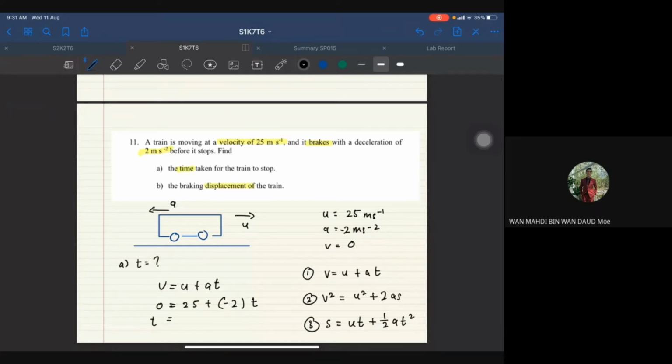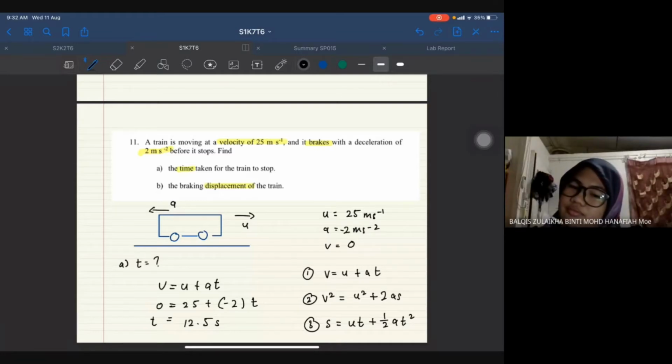So you can bring the whole thing to the right, and then you can bring the 2 down here. So it becomes 25 divided by 2, which is 12.5. Betul tak? Okay, 12.5 seconds. Okay, so far any question? Faham sir, no question. Okay.